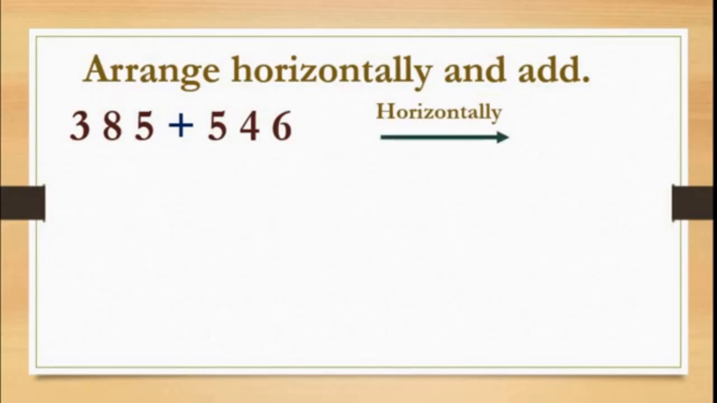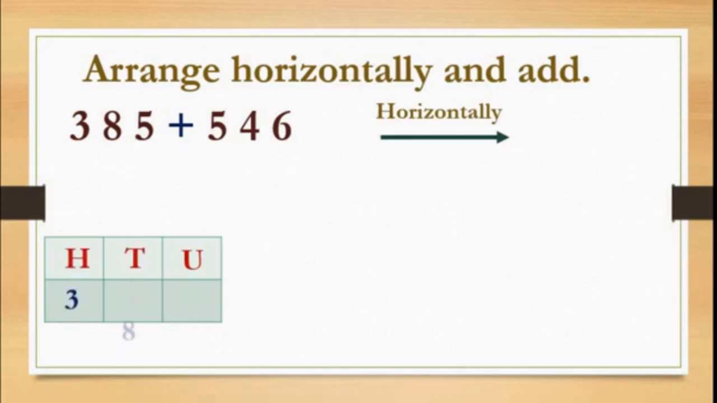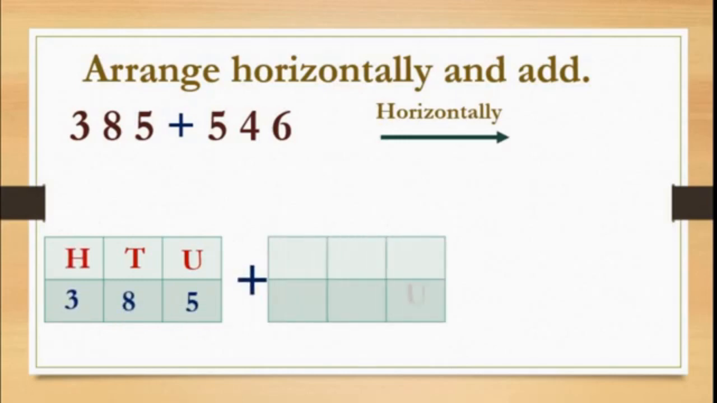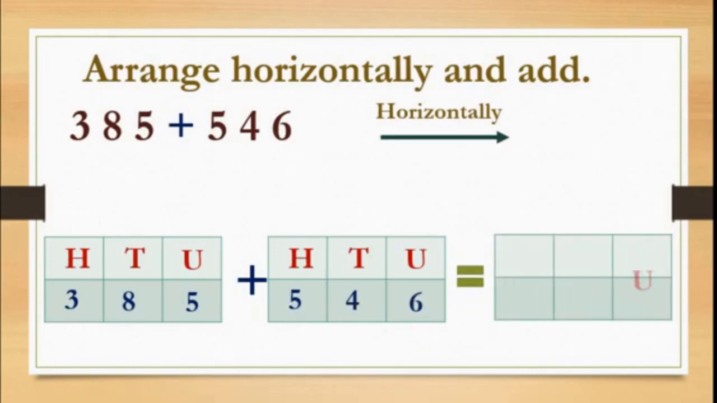See this. Okay, we will do one sum. Here I will make the table so that it will become easy for you to understand. Units place, tens place, hundreds place. Now we will write the number 385 plus, again a table, units place, tens place, hundreds place, 546 is equal to. Again we will make a table here. We will write first units place, tens place and hundreds place. Okay, now we will start the addition.